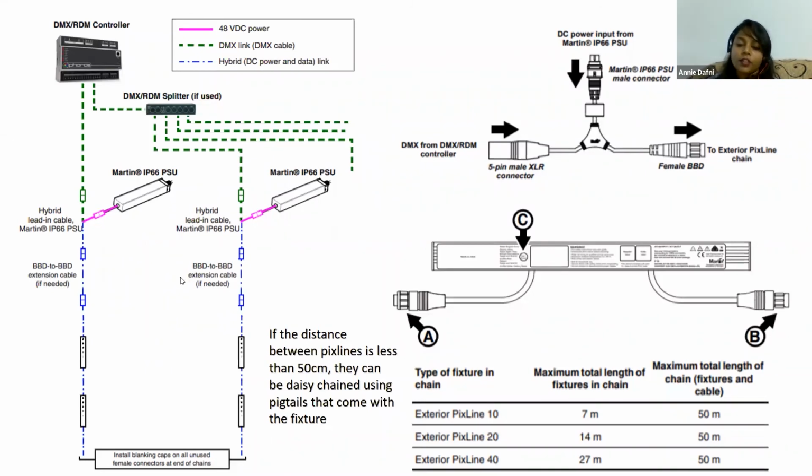Here again, we have a limit to the maximum number of fixtures you can connect in a chain. Depending on the Exterior Pixline 10, 20, and 40, the table here shows the maximum number that you can connect in a chain, and including extension and input cables, you could go up to 50 meters. Each fixture comes with pigtails. So if the distance between the fixtures is less than 50 centimeters, you can just connect them using these pigtails without any extension cables.